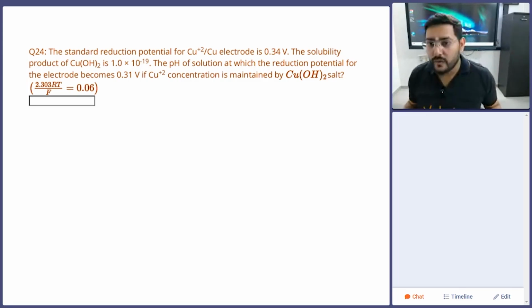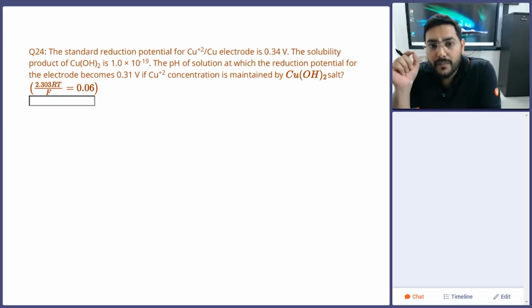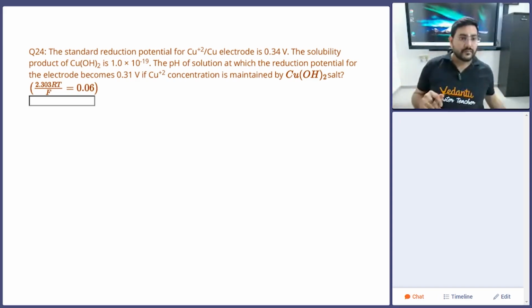What is the 24th question asking? The standard reduction potential of copper: Cu2+ with plus 2 oxidation state is converting into copper 0, so reduction is taking place. Their reduction potential is given to you guys, that is 0.34 volt. The solubility product of copper hydroxide is given to you guys. Find the pH of the solution at which the reduction potential for the electrode becomes 0.31 volt, if Cu2+ concentration is maintained by copper hydroxide salt. Yes, everyone.